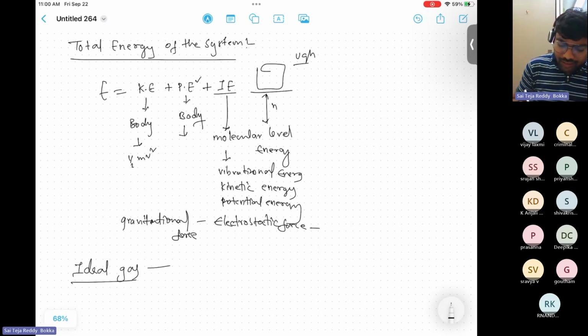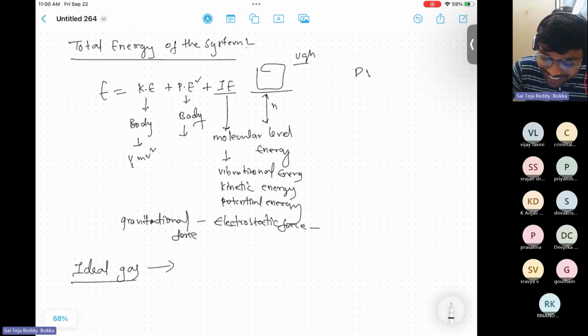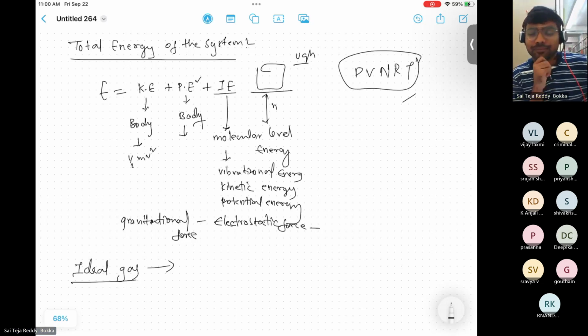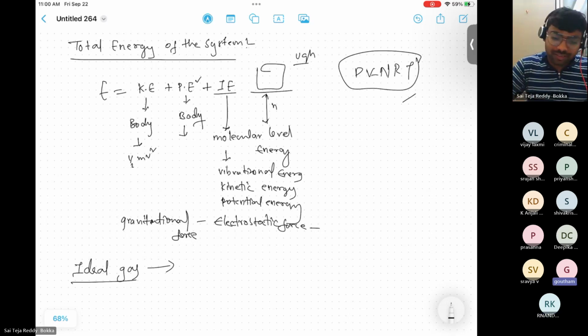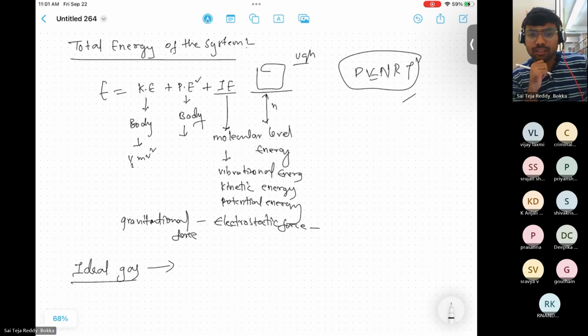What is an ideal gas? Tell me some statements about an ideal gas. PV equals nRT. Okay. An imaginary gas which obeys all the gas laws. An imaginary gas which obeys all the laws.